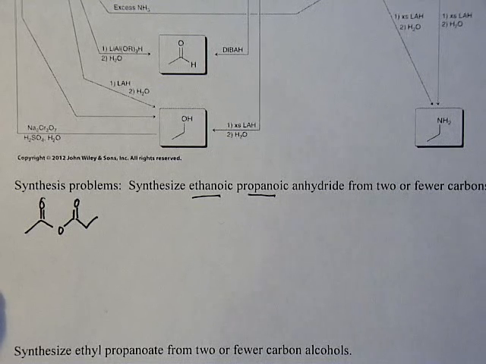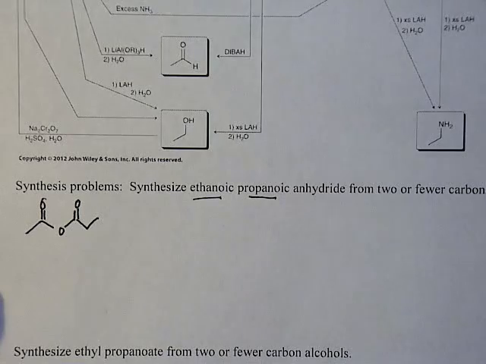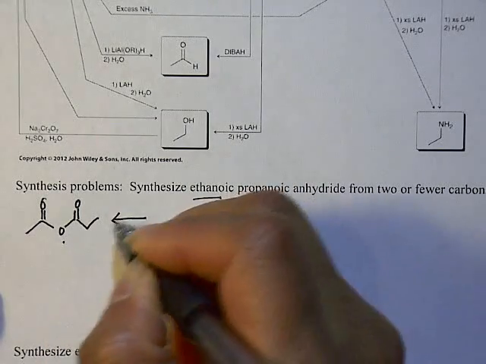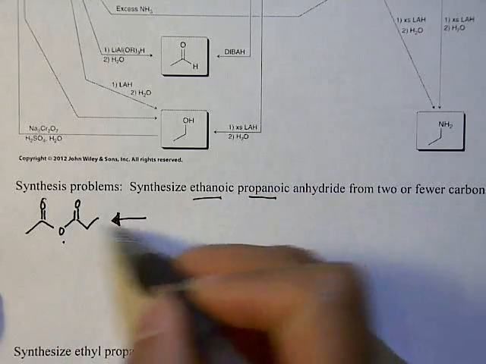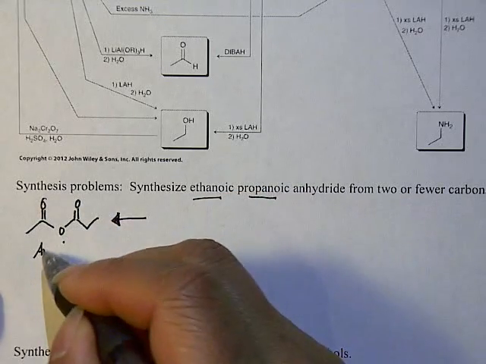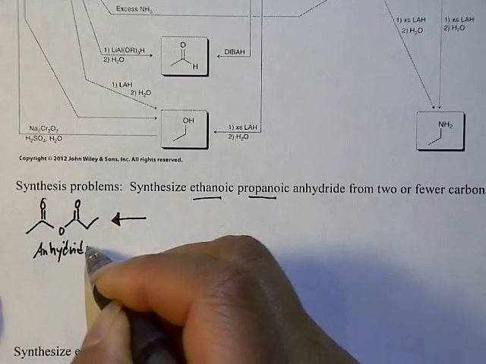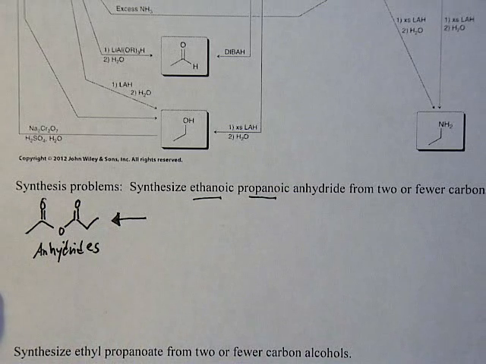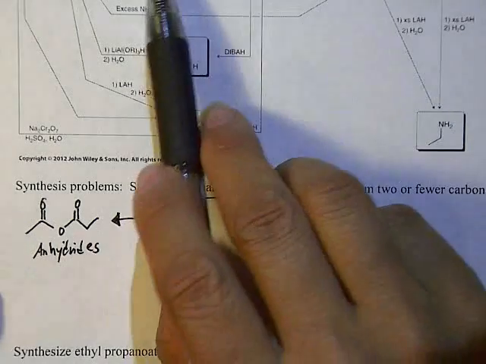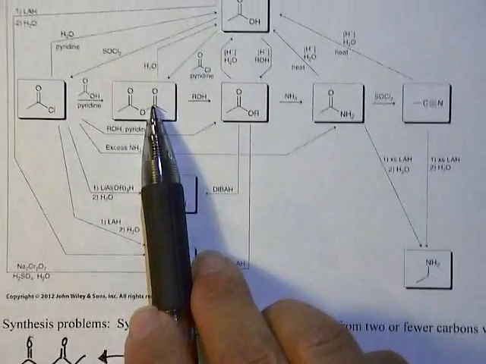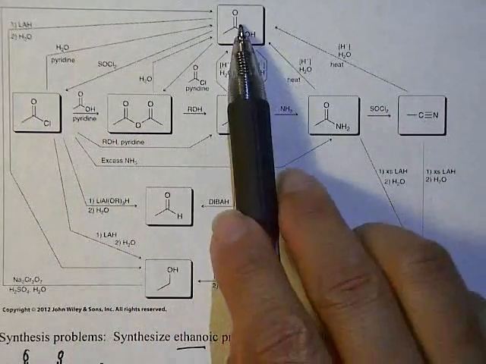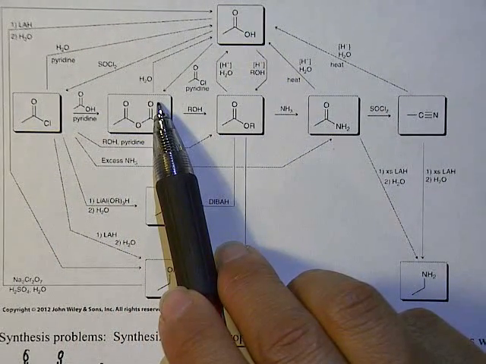But probably the best way to tackle a synthesis problem is to go backwards. So draw an arrow pointing to it. And then ask yourself, what is the functional group here? It even tells you anhydride. So how do I make anhydrides? That's the question you should be asking. And you should have in your head that anhydrides could come from either an acid chloride or from a carboxylic acid.